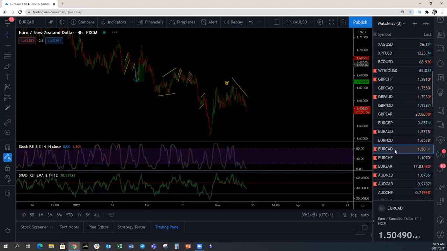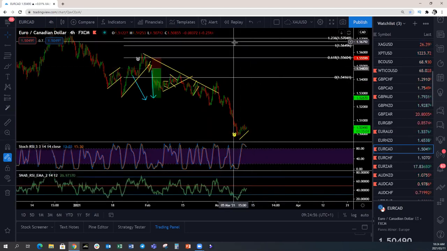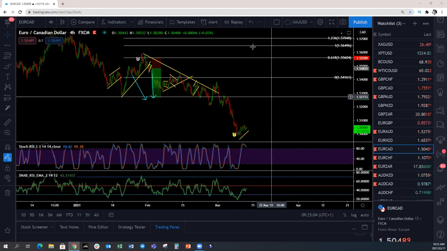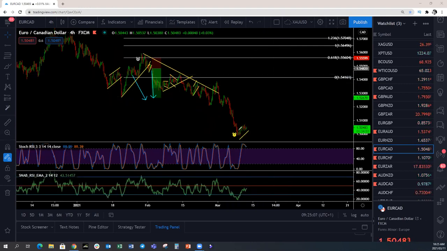EuroCAD. EuroCAD should continue lower. Got people in the waiting room. Let's admit them all. EuroCAD should continue to the downside. We've got this corrective structure. We are at the top. RSI is well below 50, so EuroCAD will still continue to the downside.